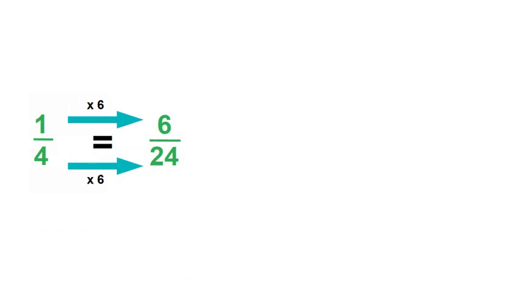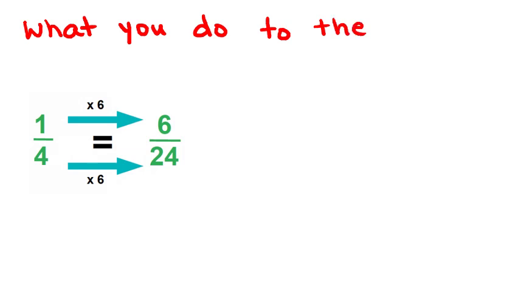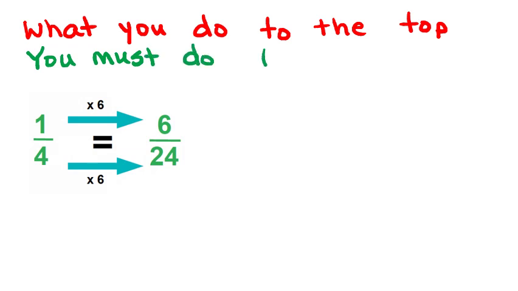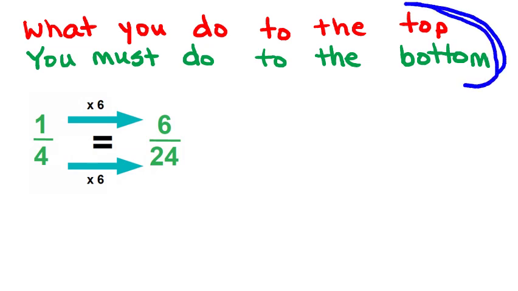Here's how you do it symbolically. There is a law of fractions. I'm going to write it in nice big red writing at the top. What you do to the top, aka the numerator, you must do to the bottom, also known as the denominator. So this is the law of fractions. Don't ever forget this law. Super important. What you do to the top, you must do to the bottom.